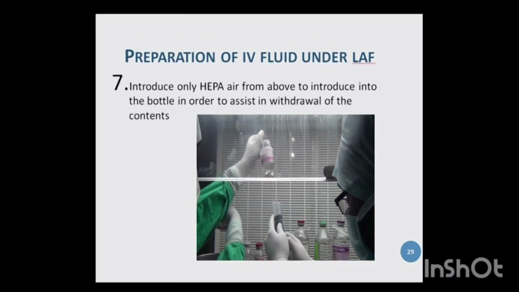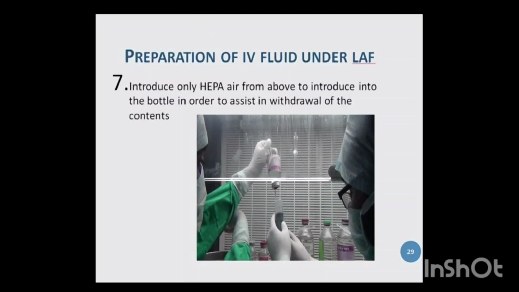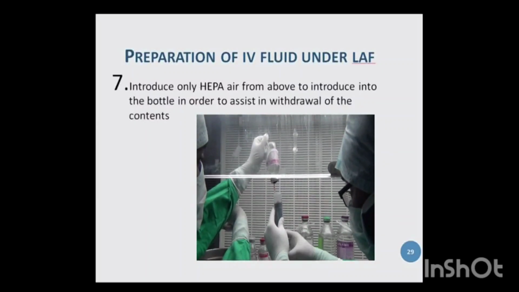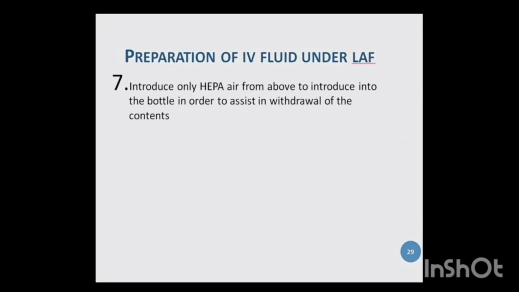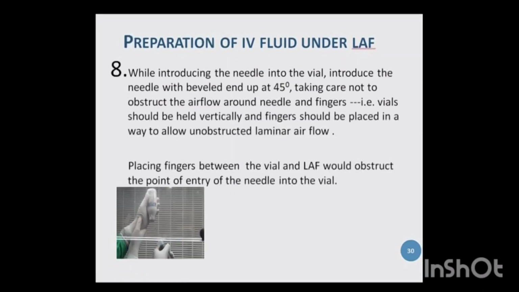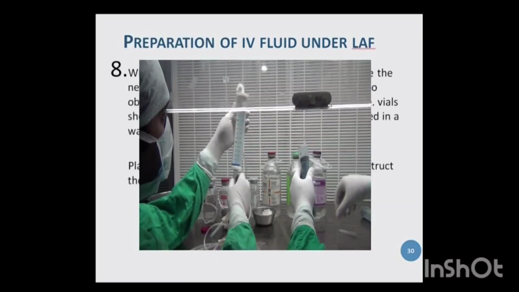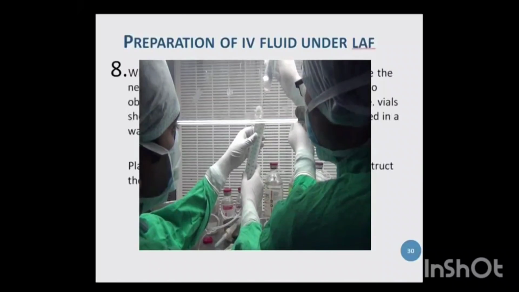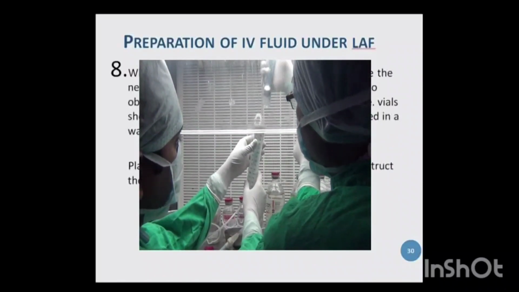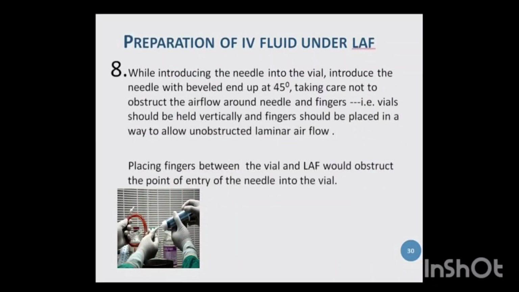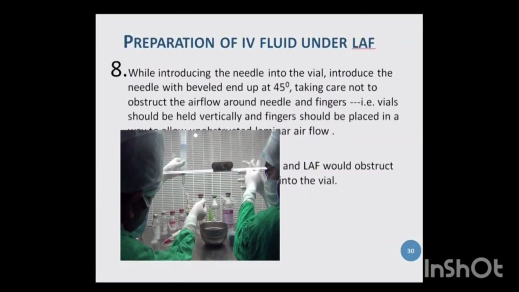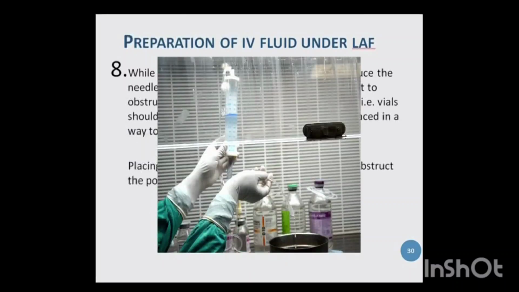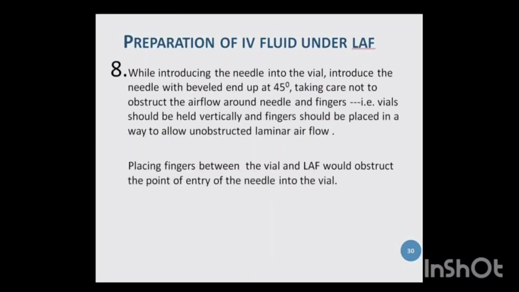Introduce only HEPA air from above in case of a vertical laminar airflow, or from behind, into the bottles in order to assist in withdrawal of the content. While introducing the needle into the vial, introduce the needle with the beveled end up at 45 degrees, taking care not to obstruct the airflow around the needle and the fingers. That is, the vial should be held vertically and the fingers should be placed in a way to allow unobstructed laminar airflow. Placing the fingers between the vial and the laminar airflow would obstruct the entry of the needle into the vial.